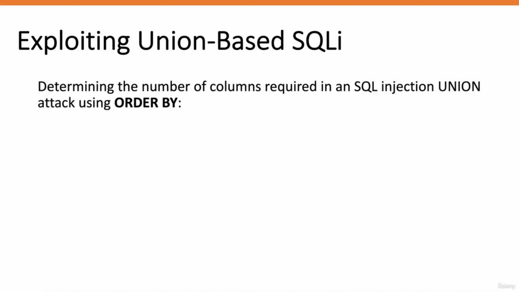Okay, so I said there's two different ways of determining the number of columns that are required in a SQL injection union attack. And one of the ways is using the order by clause. Now, this clause orders the result set of a query by a specified column list. So let's take an example. If you've got select the title and the cost from the product table where ID is equal to 1, and then you say order by 1, what that means is that you're ordering by the first column, which is by the title column over here.